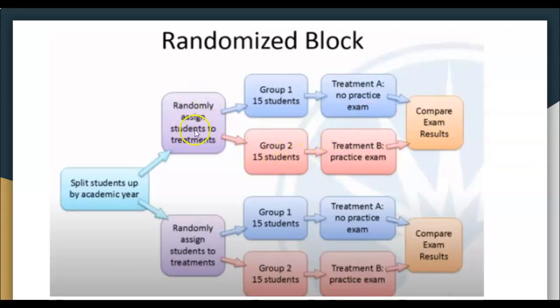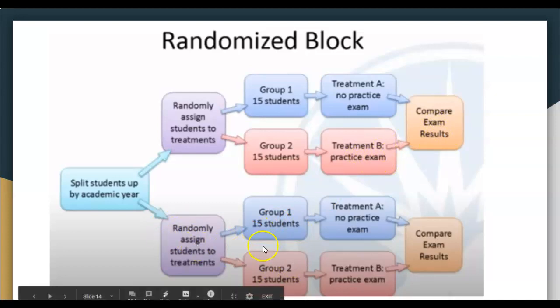So you randomly assign the students, you break them into two, and you apply the practice exam in one of the groups, and the other one doesn't have the practice exam, and then compare the result. And you're going to do the same thing to the other group of students that you have.